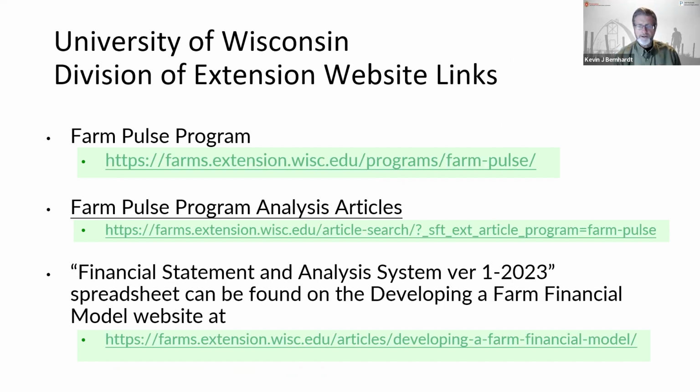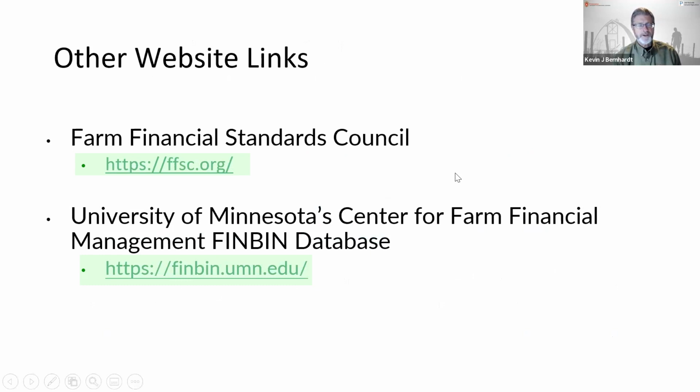There's also a third website at the bottom of this visual that takes you to another part of the website spreadsheet system as well. Other websites that are going to be used as part of this video include the link to the Farm Financial Standards Council, which is a council of different kinds of accounting, farm accounting experts and so forth that have vetted out a lot of the analysis metrics that we'll be talking about today. The final website that's referenced there is the University of Minnesota's Center for Farm Financial Management's FinBin database system.